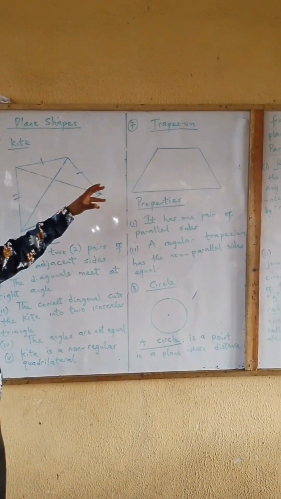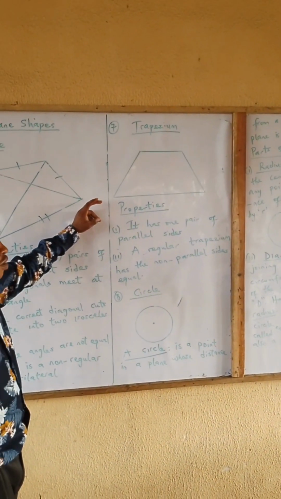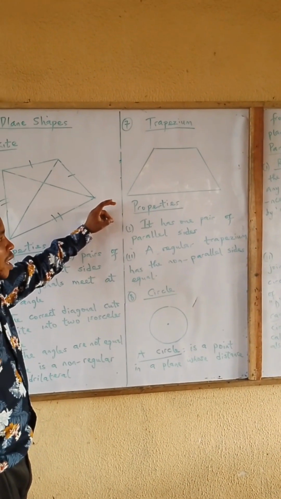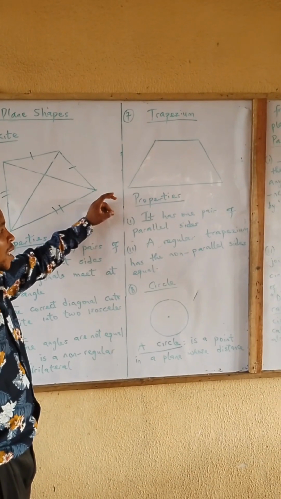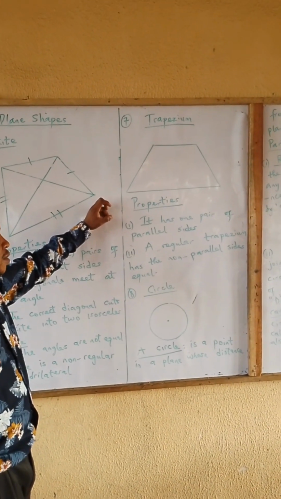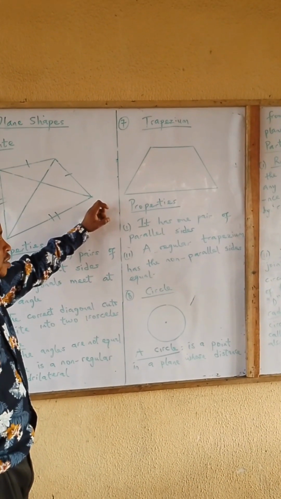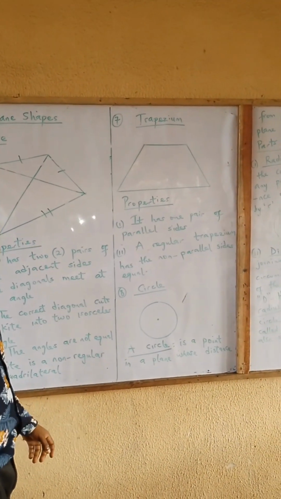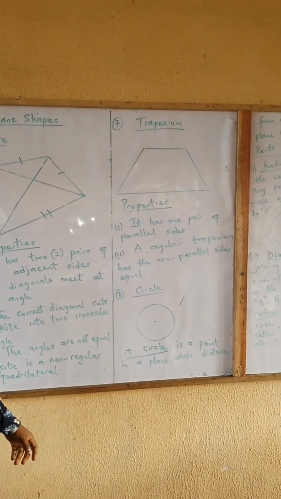Then number 7, we have trapezium. The properties of a trapezium: number 1, it has 1 pair of parallel sides, and a regular trapezium has the non-parallel sides equal.